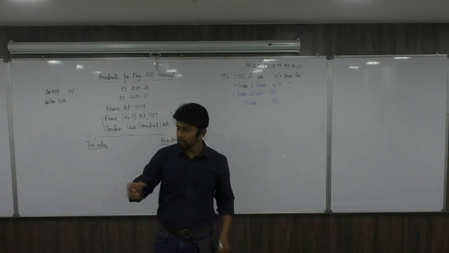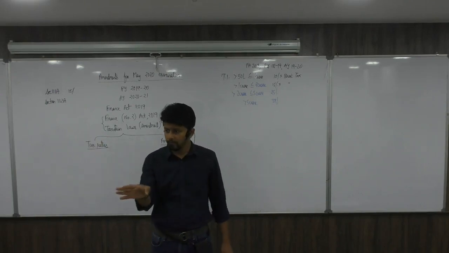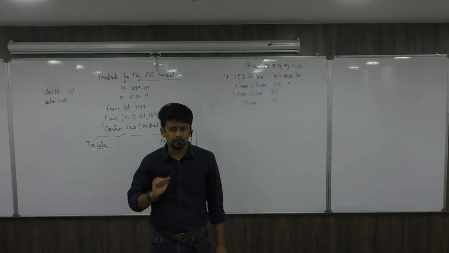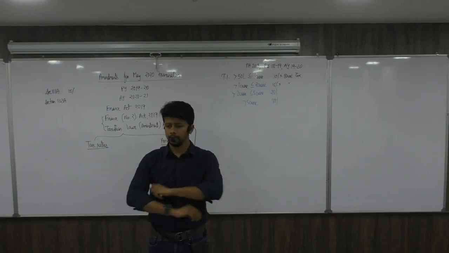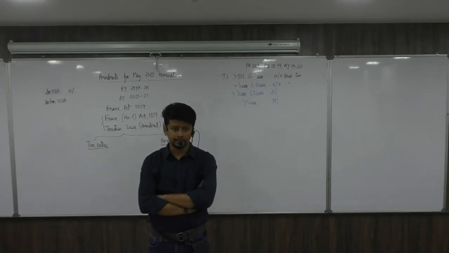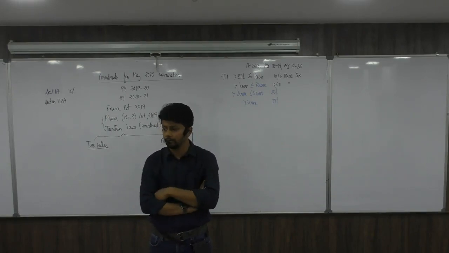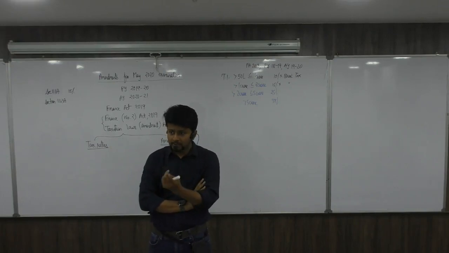That means, for example, if your long-term capital gain that is covered by 112A works out to 4 lakh rupees, you will pay tax on? 3 lakh. But how much will you include in your gross total income? 4 lakhs or 3 lakhs? How much will you include? 4 lakhs. That's the reason I asked you that question.